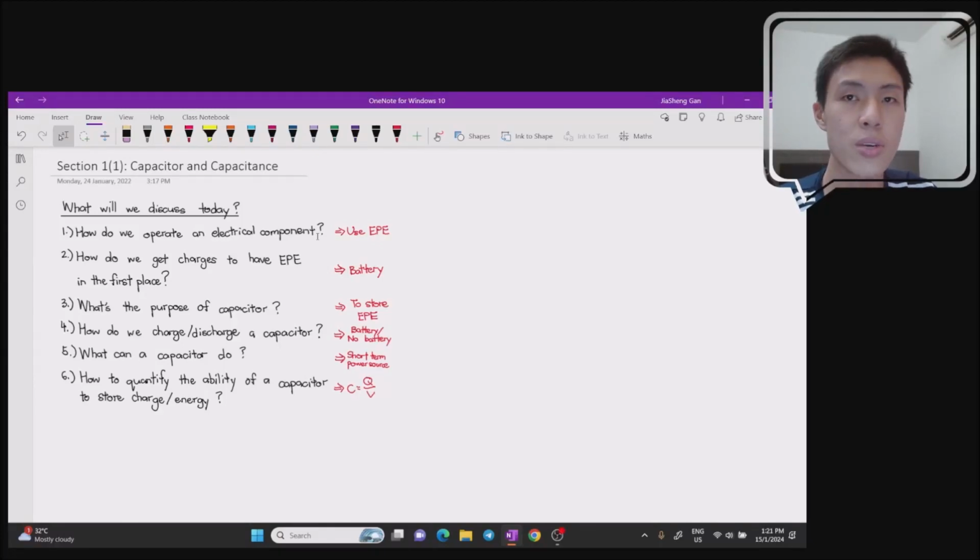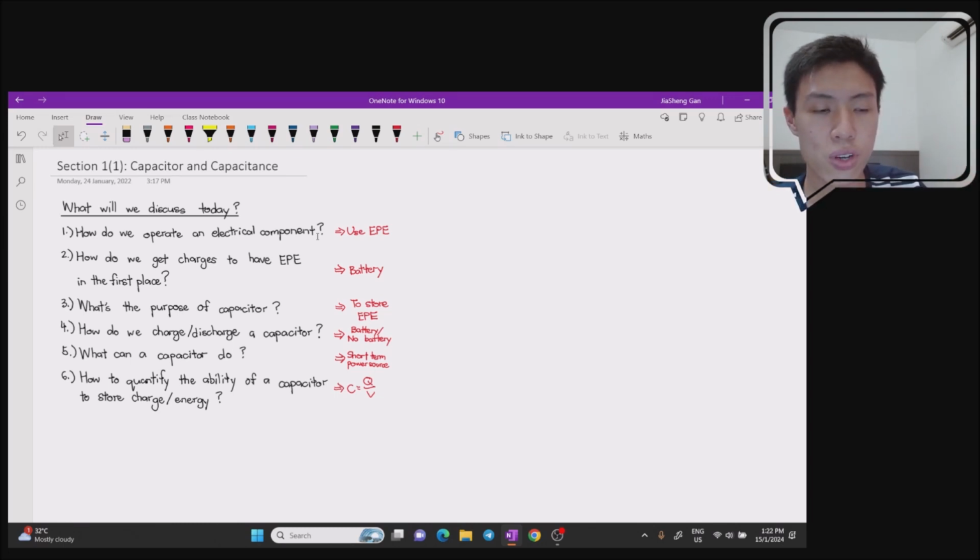Hi everyone, so today we'll be discussing chapter 2, which is on capacitors. So this will be on section 1, capacitor and capacitance. But before we really go into details on the idea of capacitors and capacitance, let's jump out a bit and talk about electrical components in general.